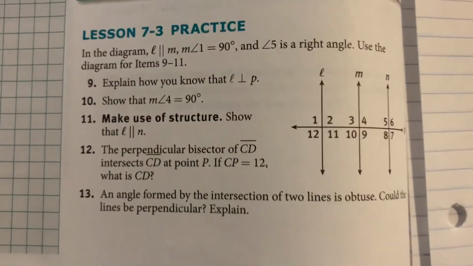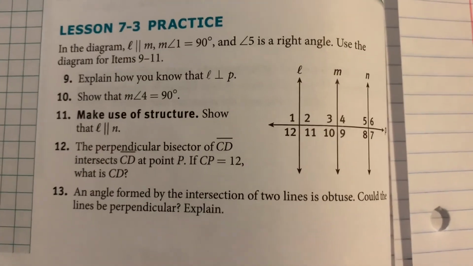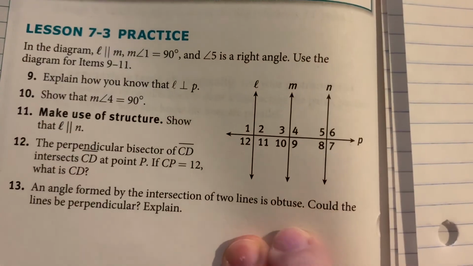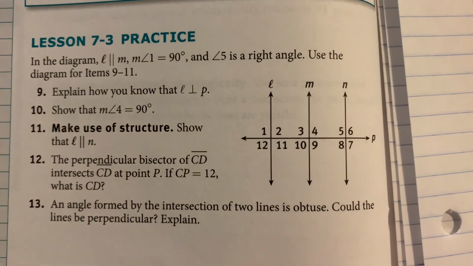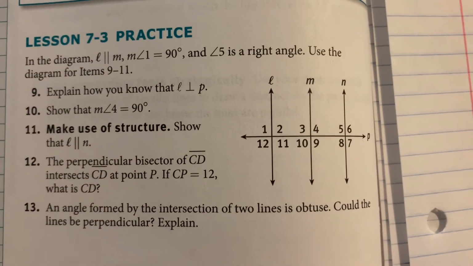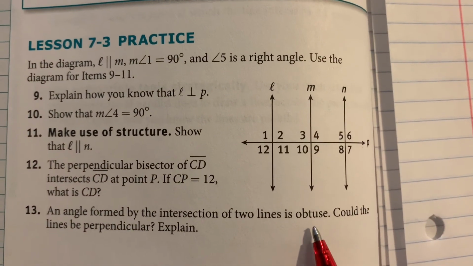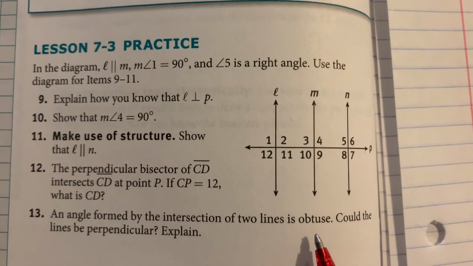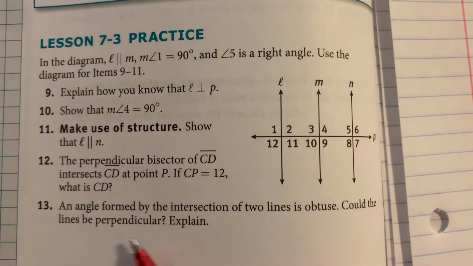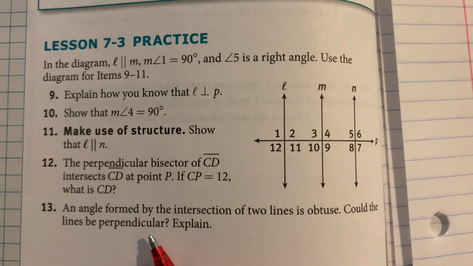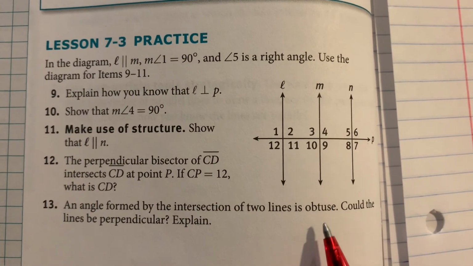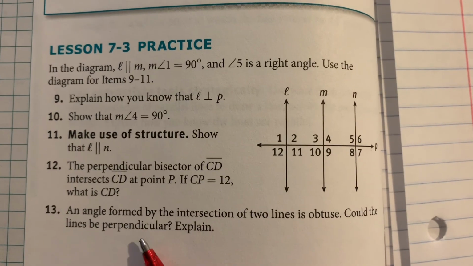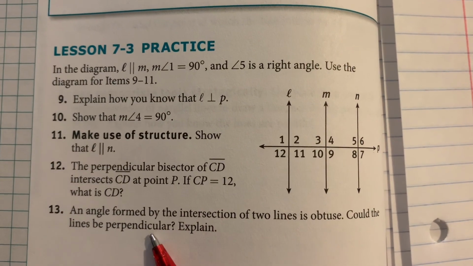All right, the last part is number 13. An angle formed by the intersection of two lines is obtuse. Could the lines be perpendicular? And explain. If an angle formed is obtuse, obtuse angles are bigger than 90 degrees. So can the lines be perpendicular? No. The angles formed by the lines cannot be obtuse or acute. They need to be right angles. That's the only way that it can be perpendicular.